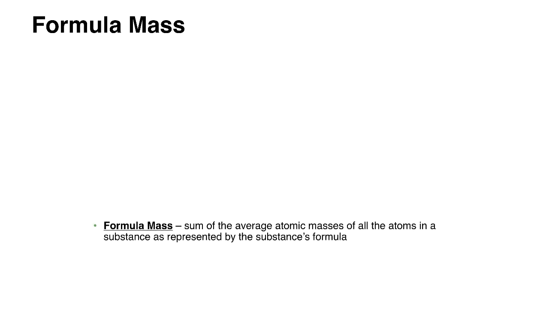And I've actually included this in the basic science class now because it's become so important that I want you to have been exposed to it before you actually go on to chemistry class. And so let's look at how we go about calculating a formula mass. So the formula mass is the sum of the average atomic masses of all the atoms in a substance or in a compound as represented by the substance's formula.